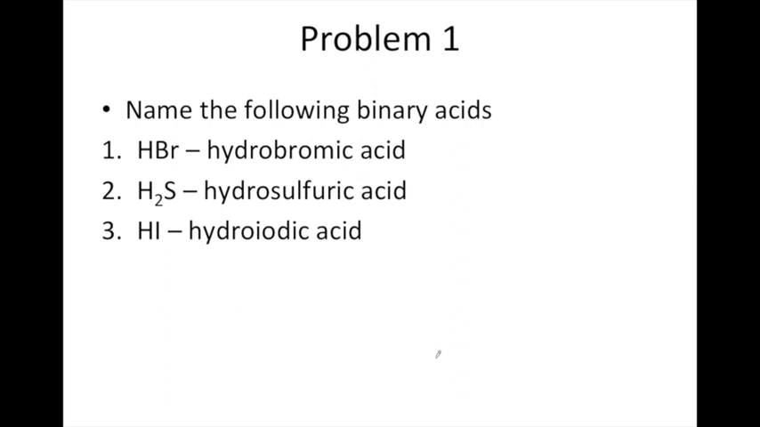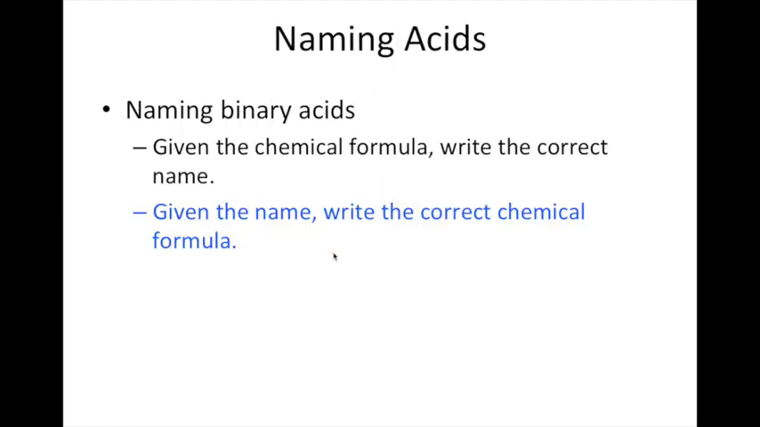So the first one, we have hydrogen paired with bromide, so hydrobromic acid. We have hydrogen paired with sulfide, so hydrosulfuric acid. Hydrogen paired with iodide, so hydroiodic acid would be those names.